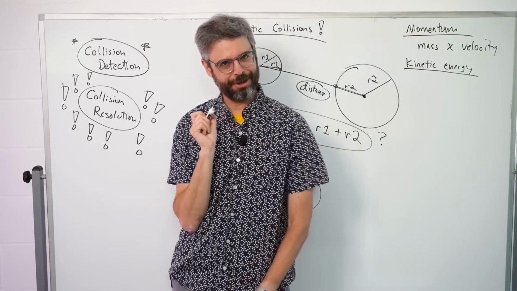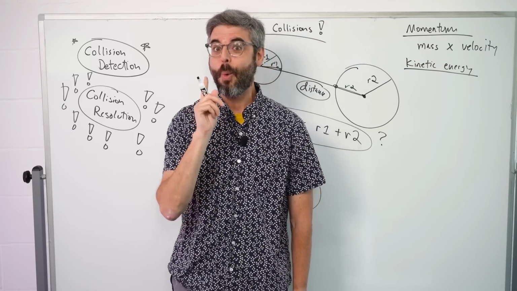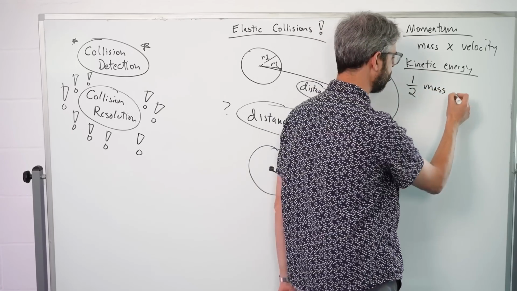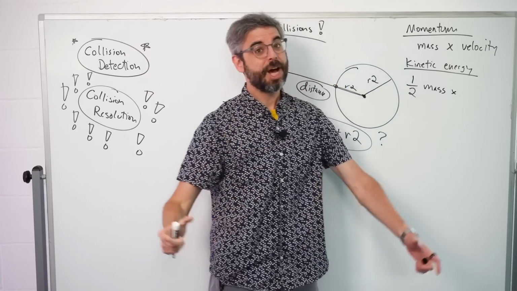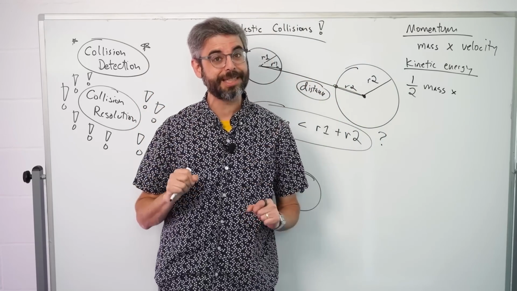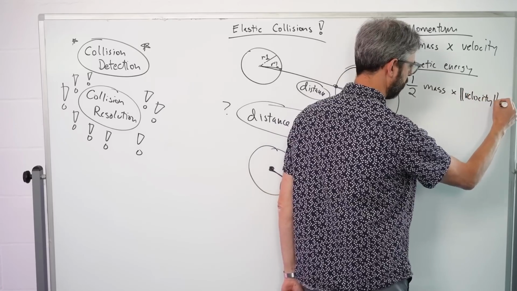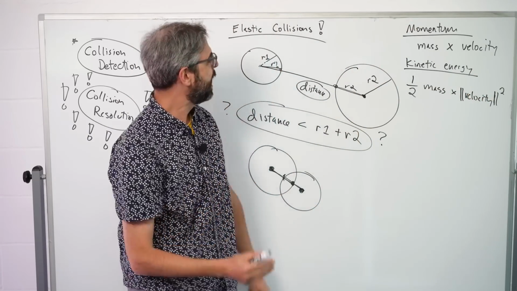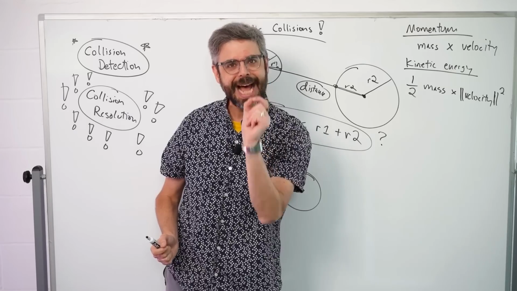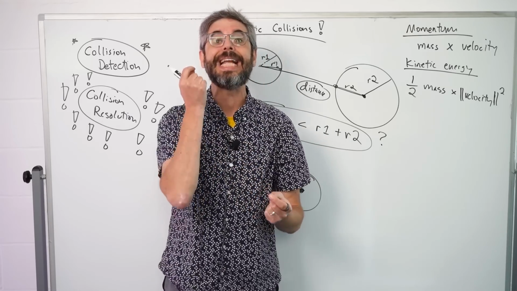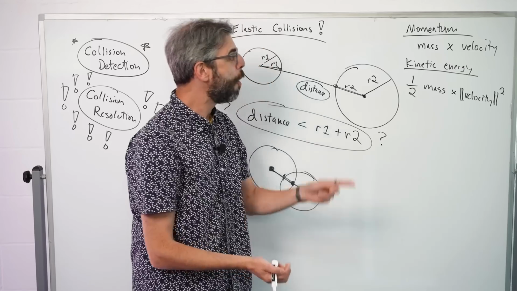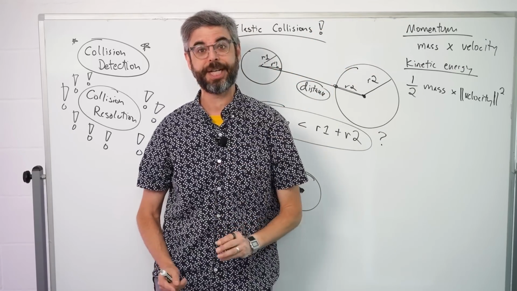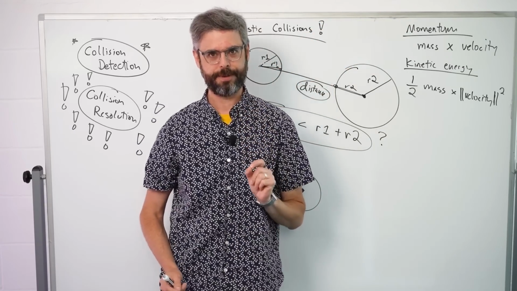The kinetic energy of an object is 1/2 of the mass times the speed, the scalar magnitude of the velocity, squared. The reason why I'm talking about these two concepts is because in an elastic, a perfectly elastic, idealized elastic collision, both the total momentum and the total kinetic energy are conserved.